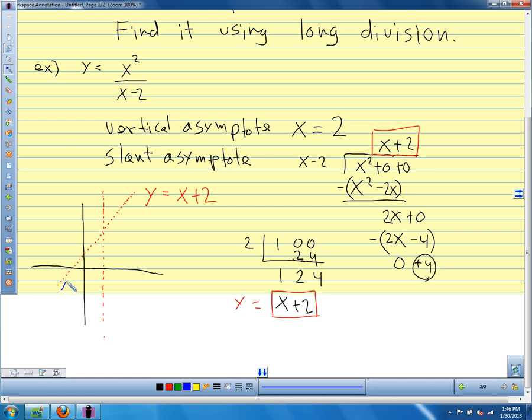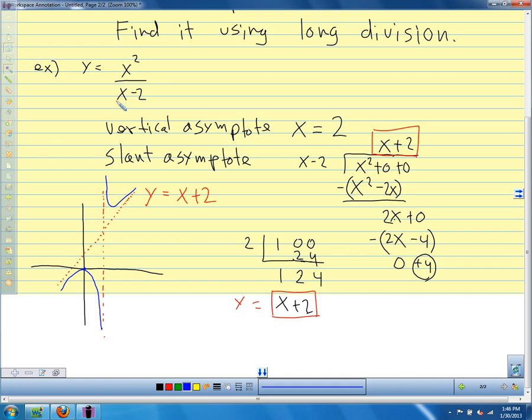My function ends up looking like this and like this. I have an intercept at x equals 0, so it goes through 0, 0, and I would plot some additional points to see that my function goes between the vertical and the slant asymptote like this. The x-intercept is where the numerator is 0. So I set the numerator equal to 0. The y-intercept, I plug in x equals 0, and then solve.